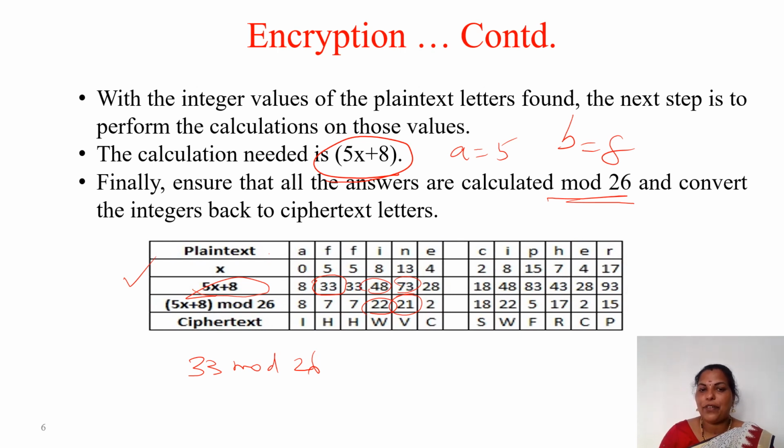For the affine cipher plain text, we are having the ciphertext IHHWVC then SWF or CP. This is the method to perform the encryption operation using the affine cipher.